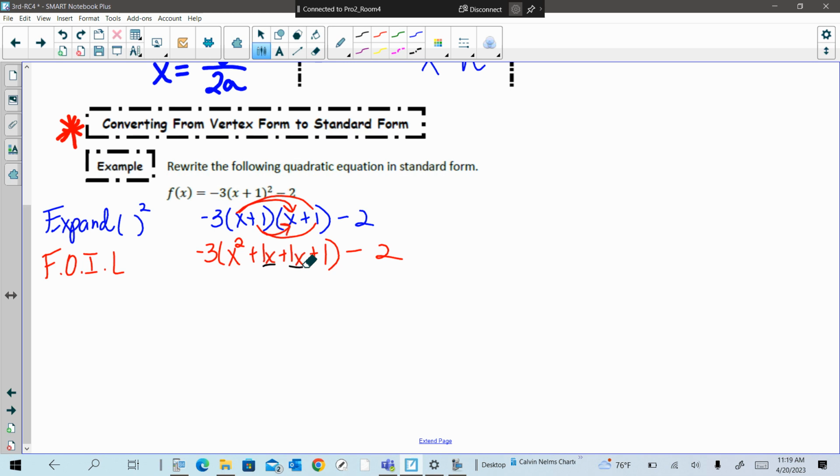So we got to put it as a trinomial. We need to simplify this. The negative 3 stays in front. We have x squared plus 2x plus 1, and then outside the parentheses minus 2. Now we distribute. Okay. All right. So the next step is distribute. Now it's negative 3. So negative 3x squared. Okay. Then.